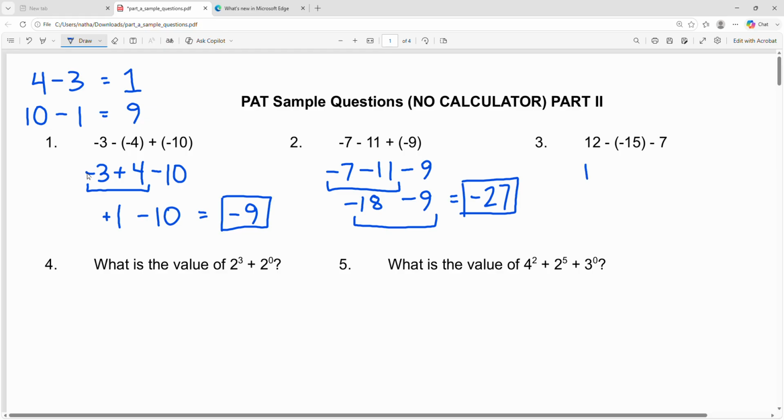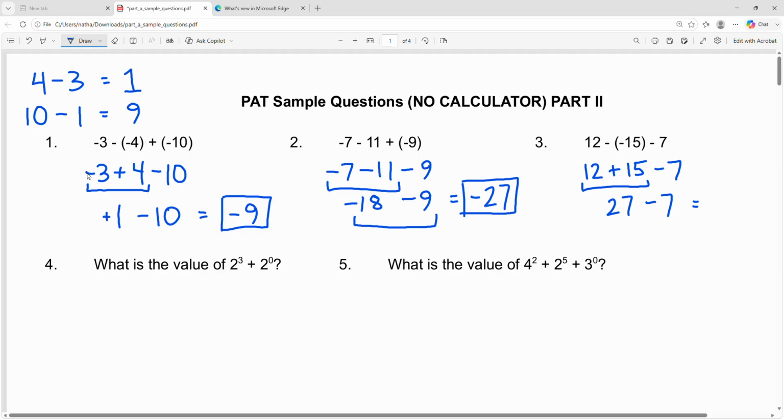Let's rewrite again. We've got 12 minus a negative 15. What do we do? If we subtract a negative, it's the same as adding a positive. So we're just going to write +15. We're subtracting 7, nothing strange going on there, so we just keep that sign the same. Okay, so now we just add these two together. 12 plus 15. 5 and 2 is 7, 1 and 1 is 2. 27. We still have to subtract that 7.